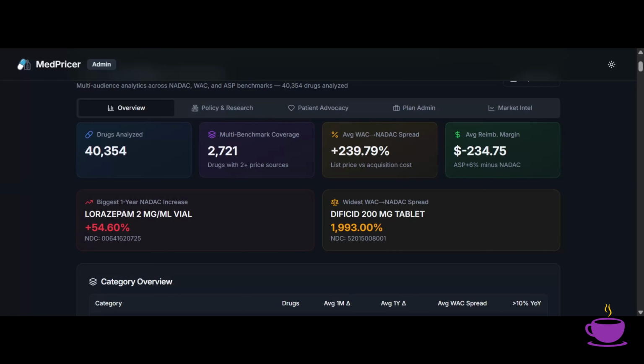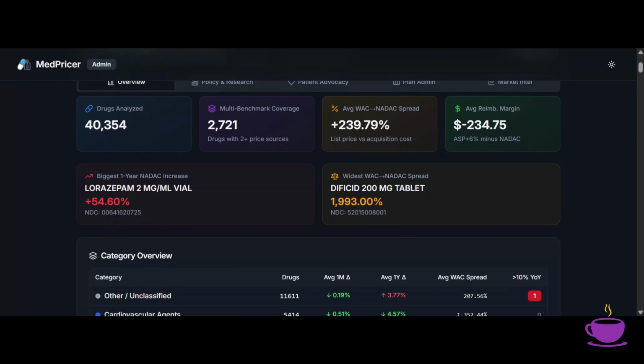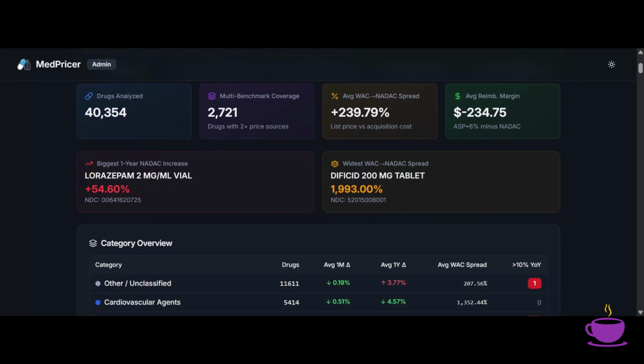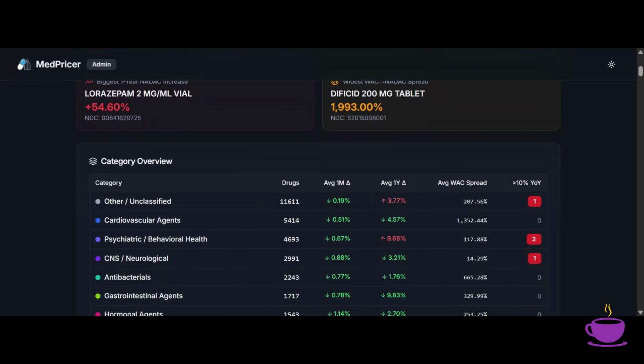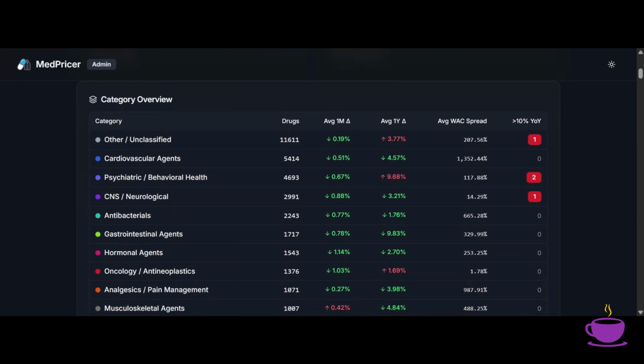Again, remember the different components of WAC and NADAC test different aspects of the drug pricing. So the spread is critically important because the spread can tell you about how certain pharmaceutical companies are incorporating rebates or PBM pressures into the pricing model. So we have the biggest one-year NADAC increase, the widest NADAC to WAC spread. This is critically important because when you start to trend the different drug databases, you start to see key correlations.